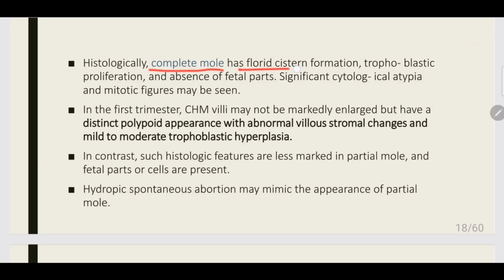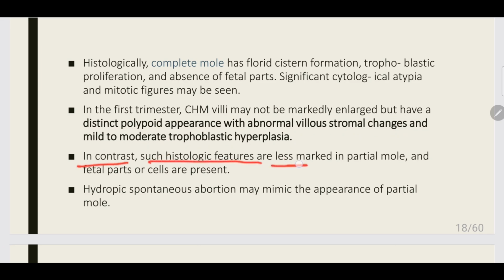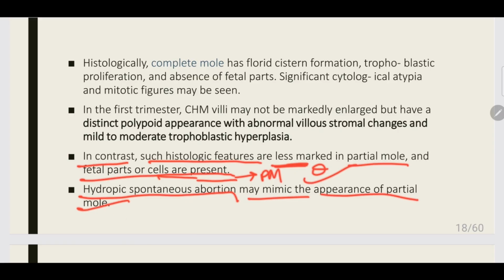Histologically, complete mole has florid cistern formation, trophoblastic proliferation, and absence of fetal parts. Significant cytological atypia and mitotic figures may be seen. In the first trimester, complete mole villi may not be markedly enlarged but have a distinct polypoid appearance with abnormal bulbous stromal changes and mild to moderate trophoblastic hyperplasia. In contrast, such histologic features are less marked in partial mole, and fetal parts or cells are present in partial mole. Hydropic spontaneous abortion may mimic the appearance of partial mole.